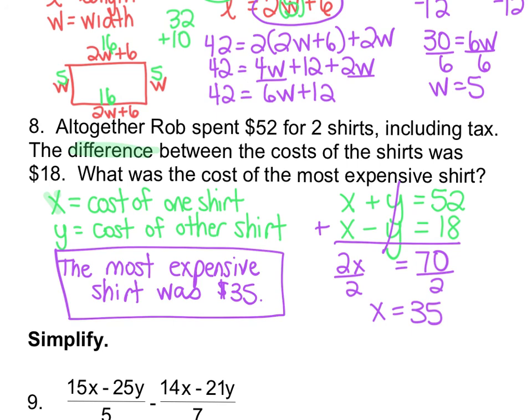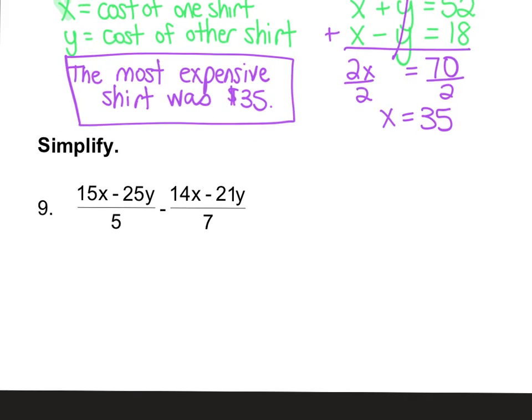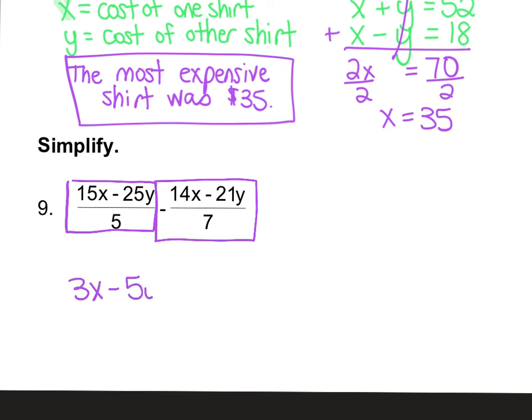And that leaves us with one more problem. Simplify. I would probably simplify these in pieces. And I would say 15 divided by 5 is 3, and then nothing to divide the x. Negative 25 divided by 5 is negative 5y. And then I've got this negative out here. I can just go ahead and bring that down if I want.